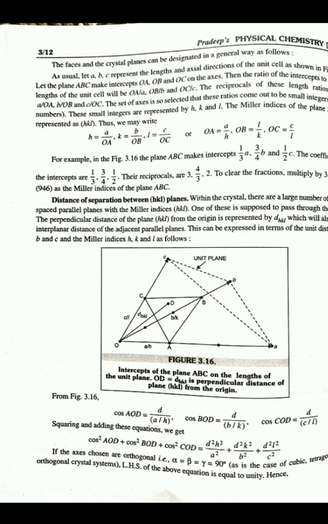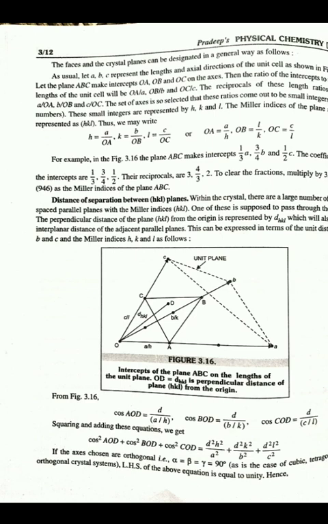For example, in the figure, the plane ABC makes intercepts 1/3 a, 3/4 b and 1/2 c. The coefficients of the intercepts are 1/3, 3/4, 1/2. Their reciprocals are 3, 4/3, 2. To clear the fractions, multiply by 3, and we get 9, 4, 6 as the Miller indices of the plane ABC.